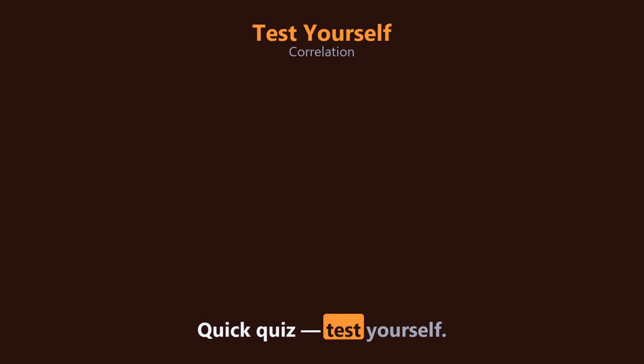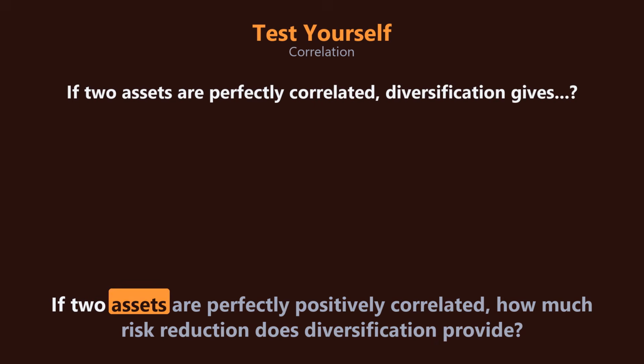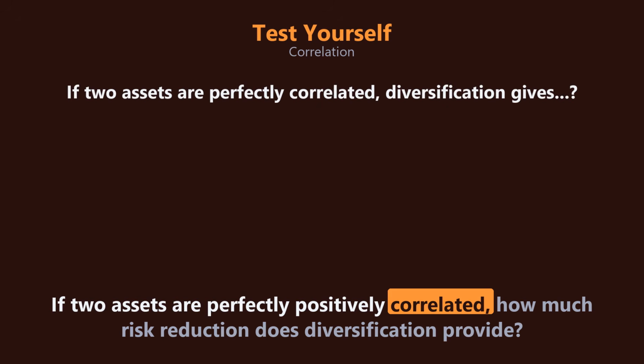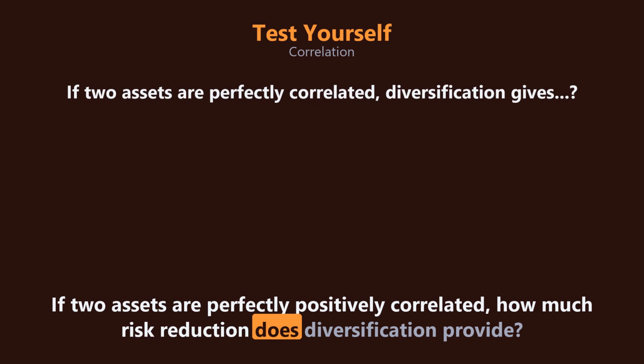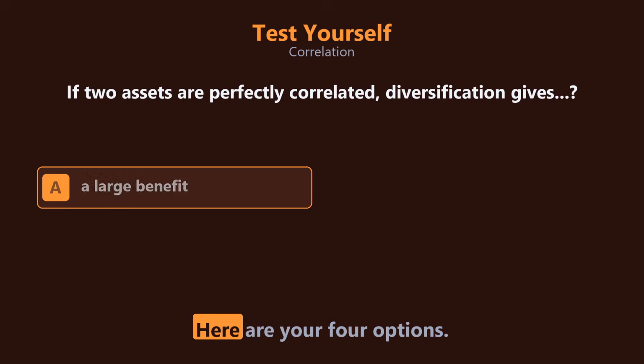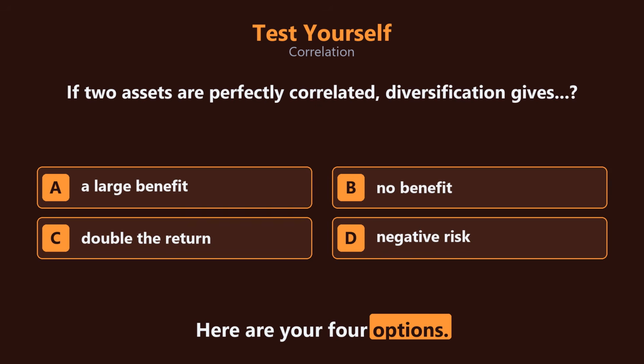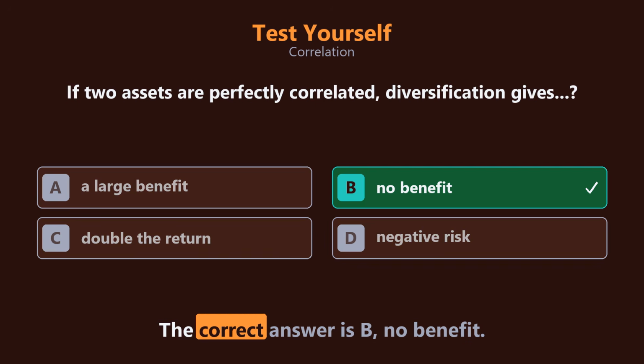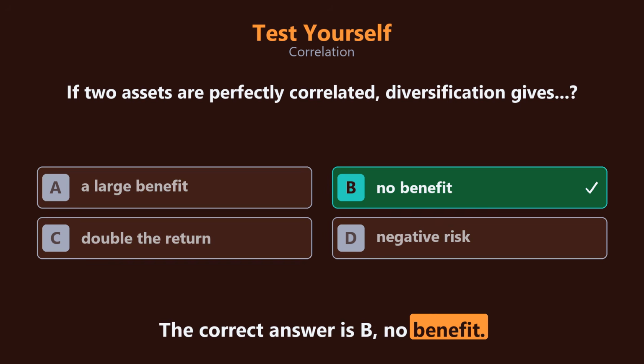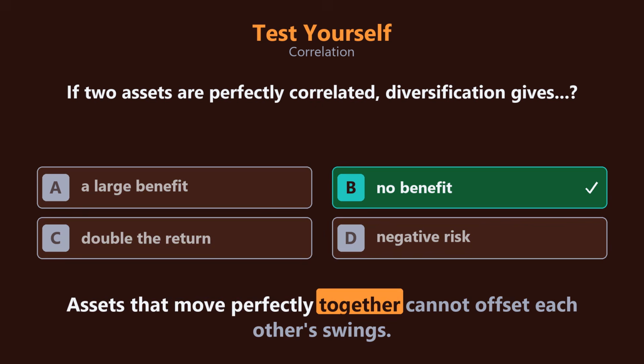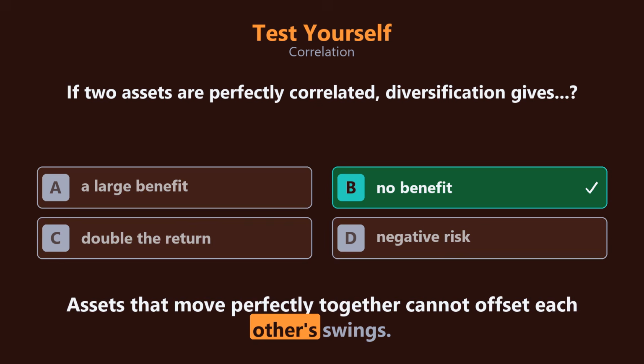Quick quiz, test yourself. If 2 assets are perfectly positively correlated, how much risk reduction does diversification provide? Here are your 4 options. Pause the video and solve it now. The correct answer is B, no benefit. Assets that move perfectly together cannot offset each other's swings.